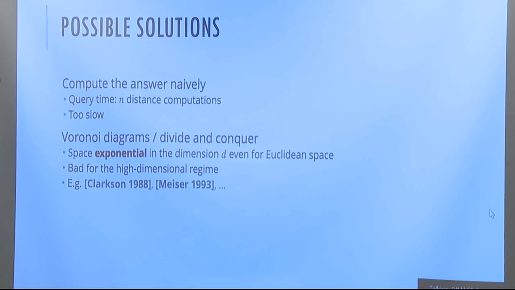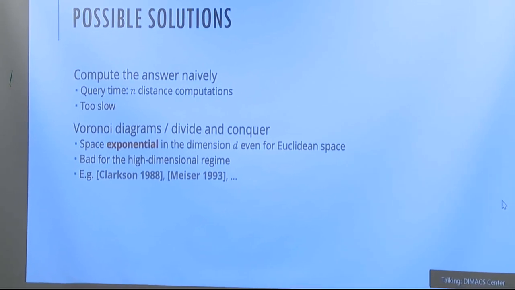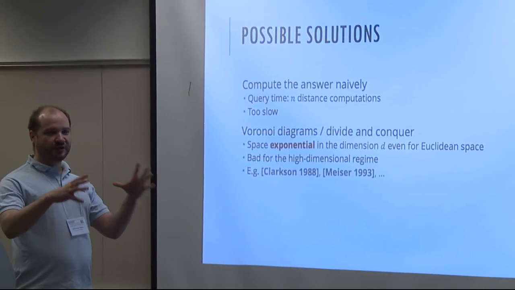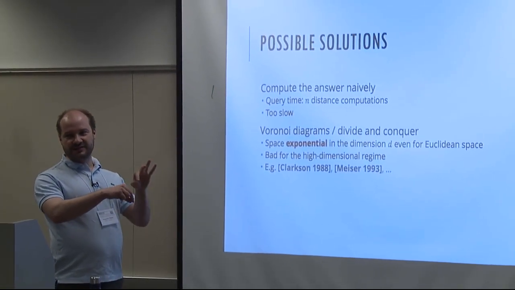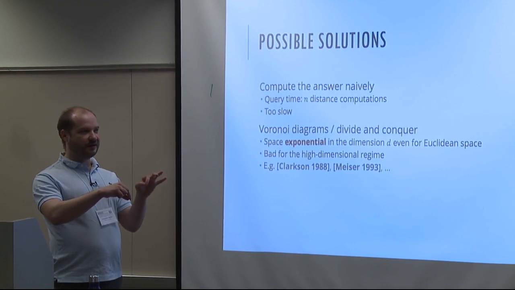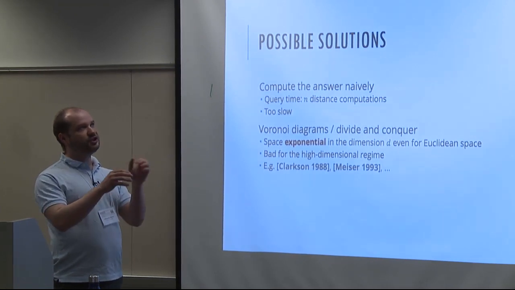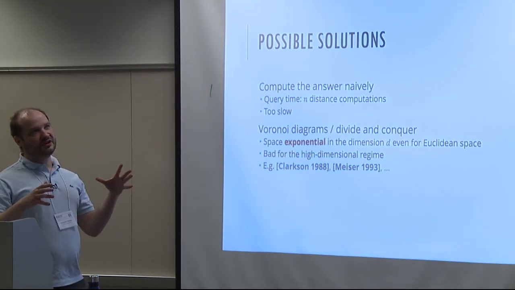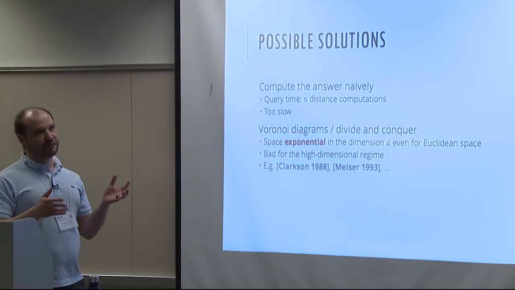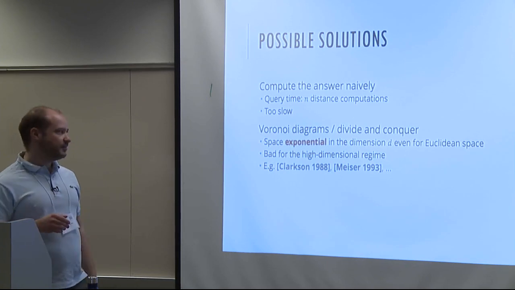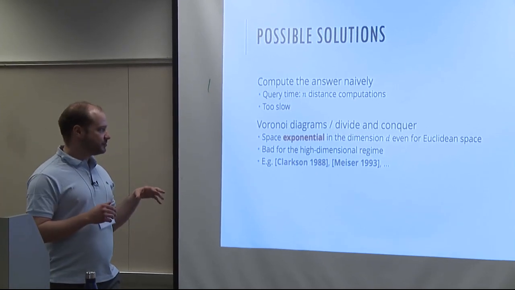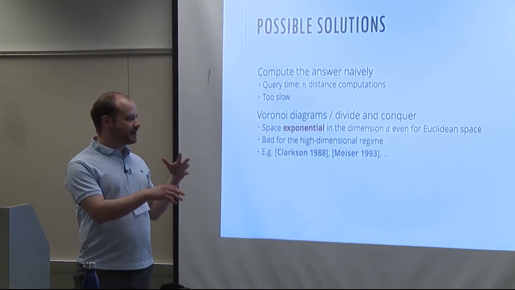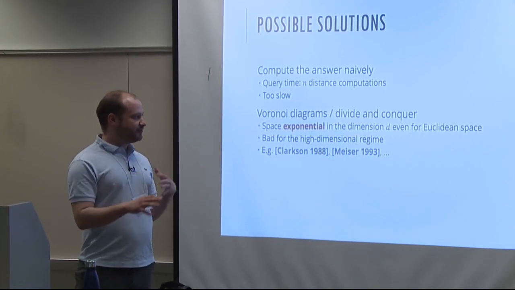Basically, you can compute the Voronoi diagram, roughly speaking, of the point set. You can figure out where the query should land. For each point in the data set, you can figure out the region of queries for which that data point is the answer. And you can do different kinds of partitioning, divide and conquer data structures.